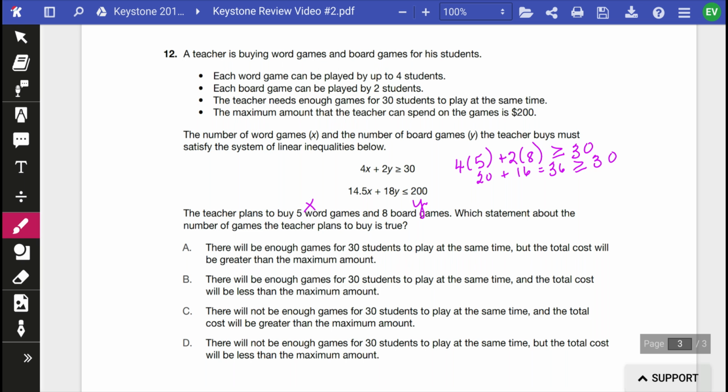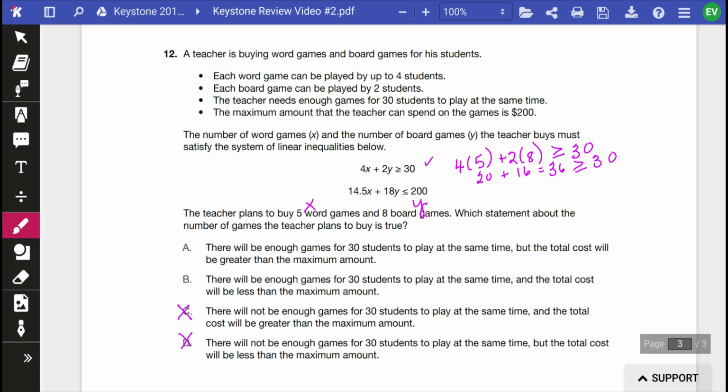So it looks like there will be enough games for 30 students to play. So that's good. That tells me that C and D are incorrect because they both say that there will not be enough games for the students to play. So that eliminated 2 of our choices just by doing that piece.